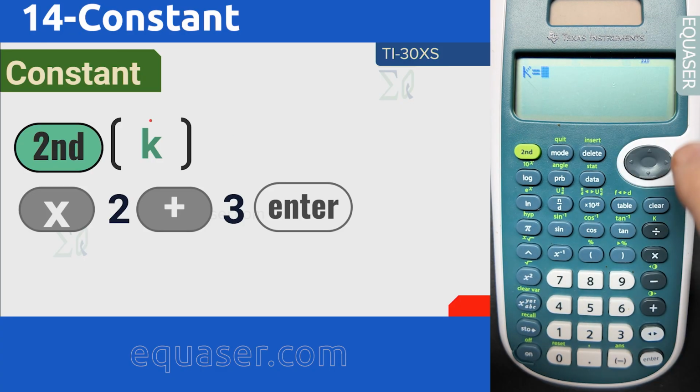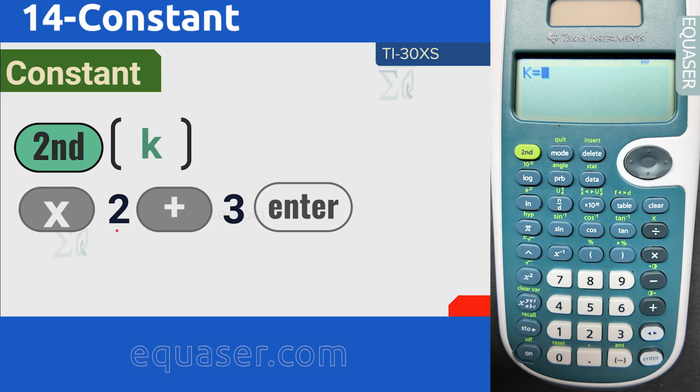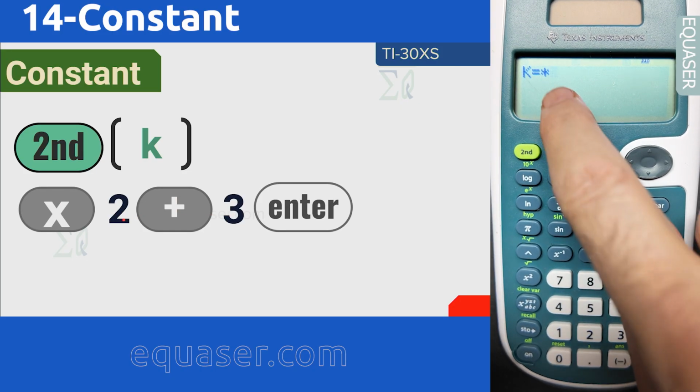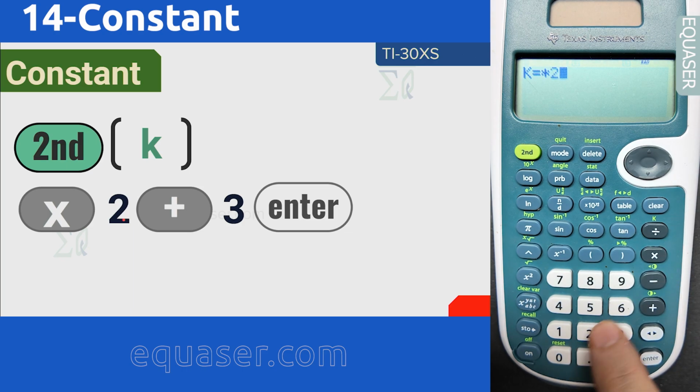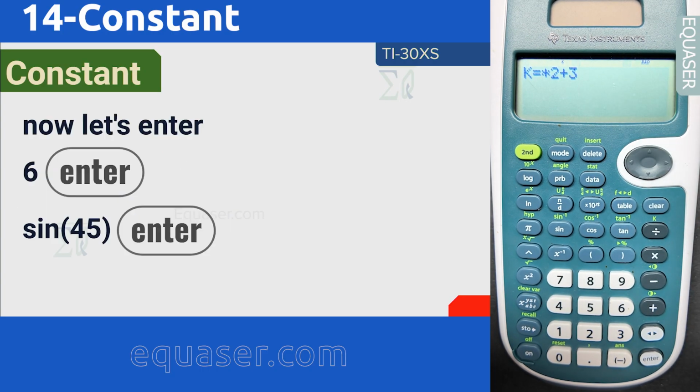So I've pressed enter already. If not, press second function and K and say multiply by 2 plus 3 and enter. You see multiply came. Now this is there and we can recall it. Now let's enter 6 and enter. So 6, enter, you see it becomes 15.